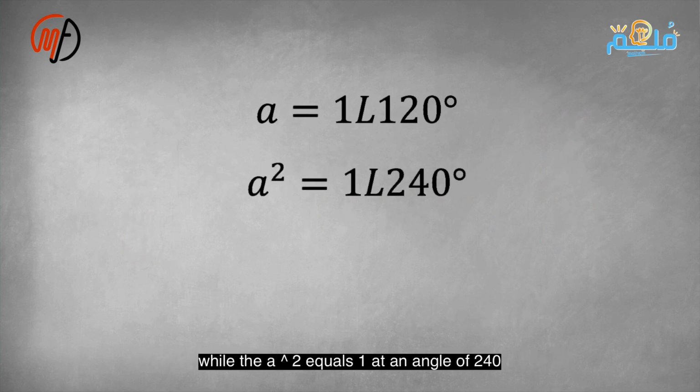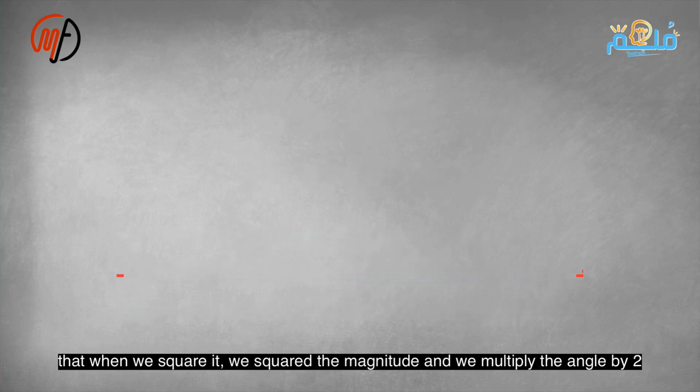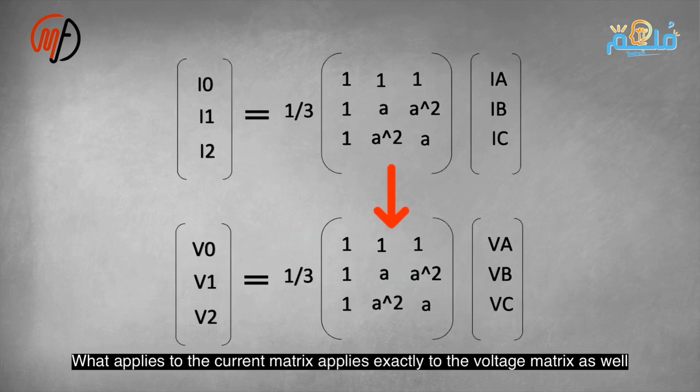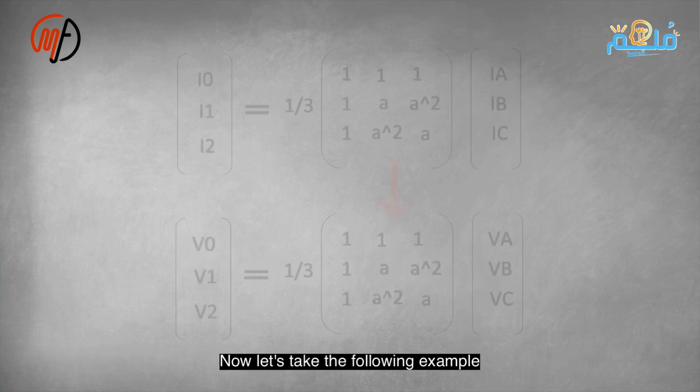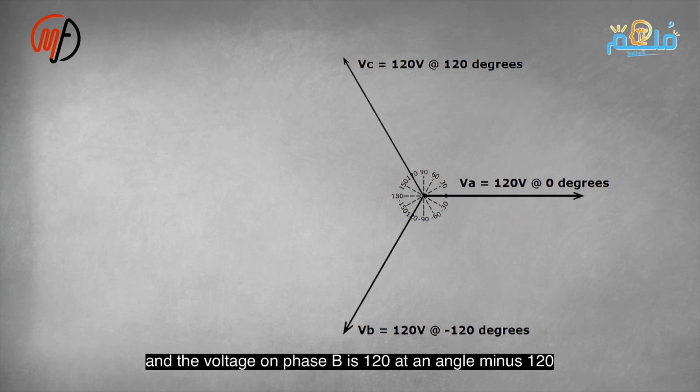What applies to the current matrix also applies to the voltage matrix. Write matrix V0, V1, V2 equals 1/3, open parenthesis, matrix. Now, let's take the following example. If the voltage on phase A equals 120 at an angle of 0, the voltage on phase B equals 120 at an angle of 120, and the voltage on phase C equals 120 at an angle of 120.